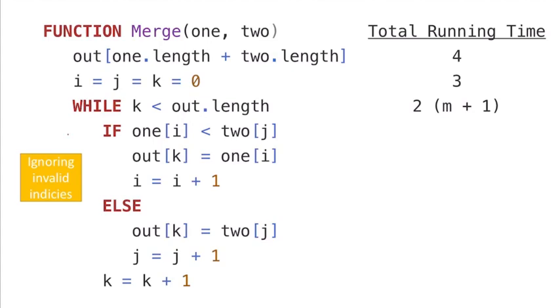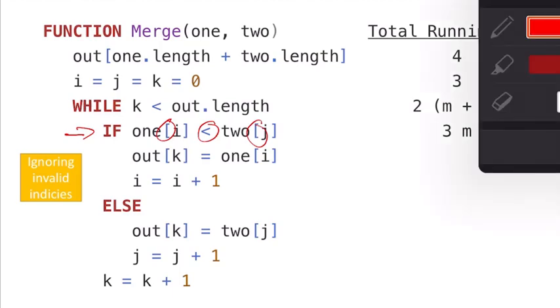Alright, how about this line? How many computations are done here? Well, we have 1, 2, 3. And how many times does that line execute? Well, the body of a loop always executes 1 fewer time than the loop condition, so we'll have 3 times m.